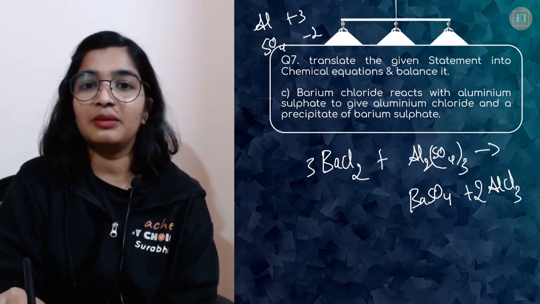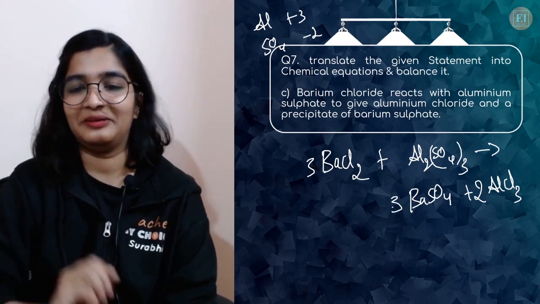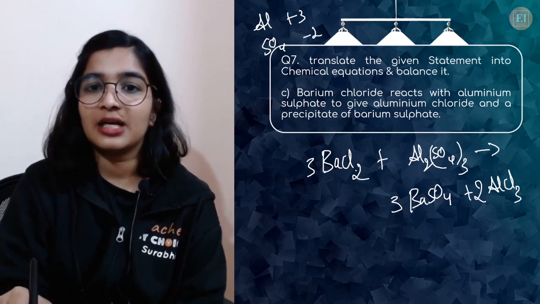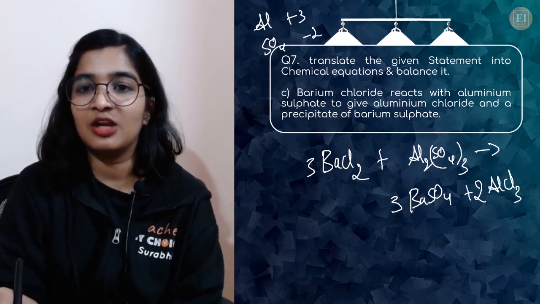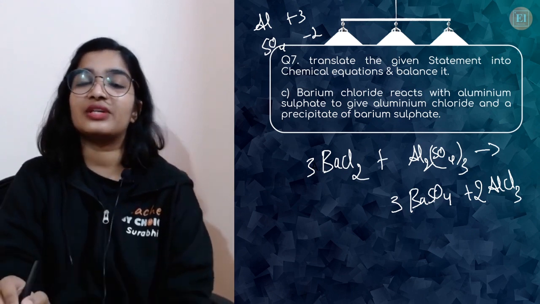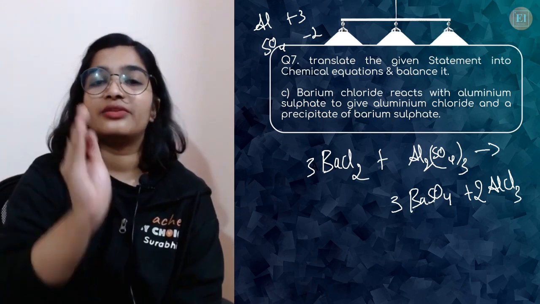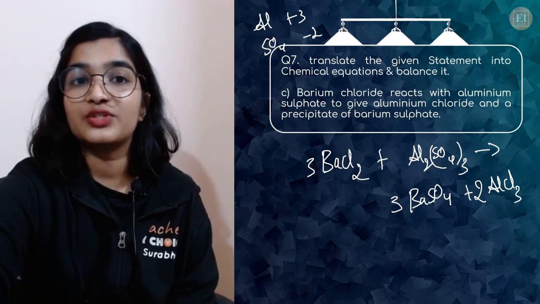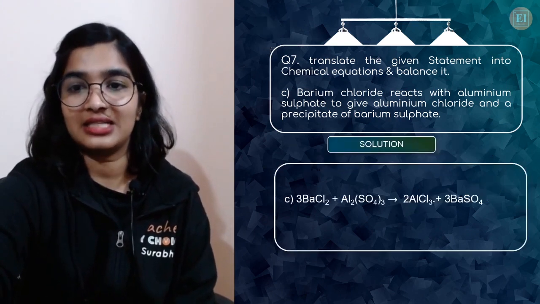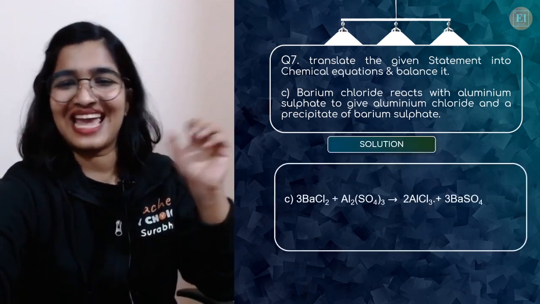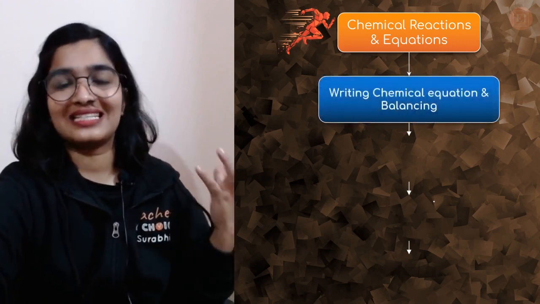Done. But now 3Ba, only 1. I'll write 3. Now check, it is balanced. 3Ba, barium, done. Chlorine 6, chlorine 6, done. Aluminium 2, done. Now sulfate 3 here, and here also you have 3 sulfate ions. 3BaCl2 plus Al2(SO4)3, you are getting 3BaSO4 plus 2AlCl3, is the right answer. Are we right? Right answer. Yay! Okay.